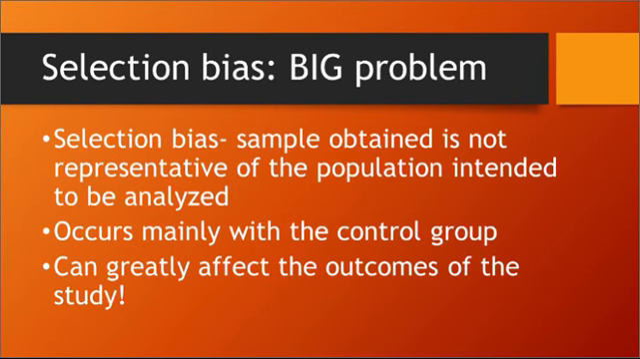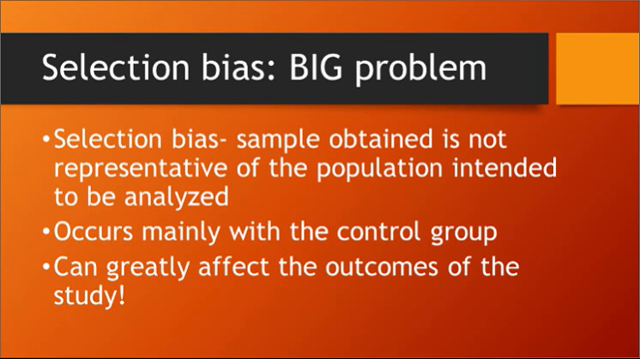So one of the big problems in case control studies is selection bias. The groups that we're choosing may not be representative of the population that we intend. So if we're looking at specific types of cancers, the cases we choose from a certain clinic may not be representative of all types of that type of cancer.